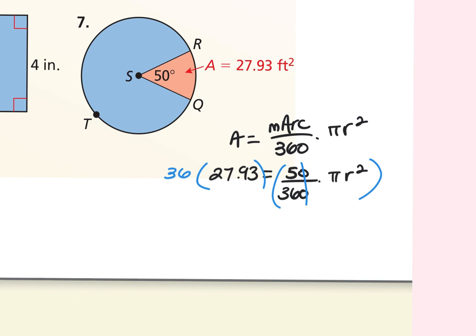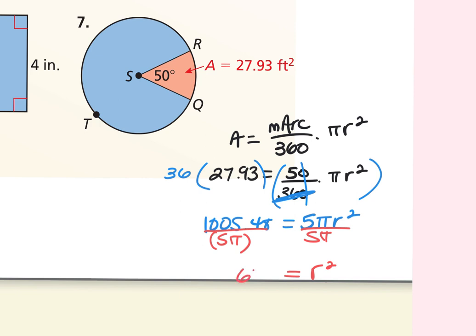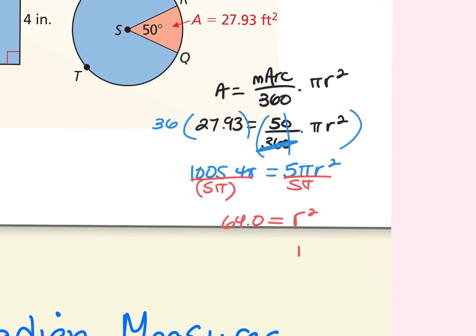So 27.93 times 36 is 1,005.48. And then the 36 is gone, so I have 5 pi r squared. Then I can divide both sides by pi, and then again by 5, or I could divide both sides by 5 pi. If you do that in the calculator, you got to group together that 5 pi. So 1,005.48 divided by, open your parentheses, 5 pi gives me r squared is 64.0, which tells you r is 8.